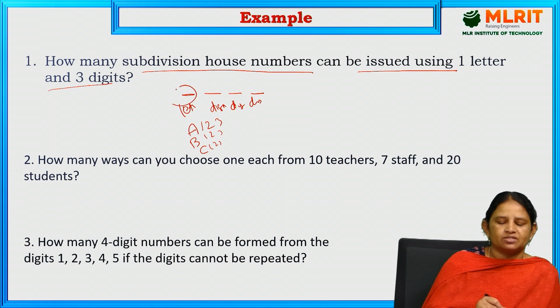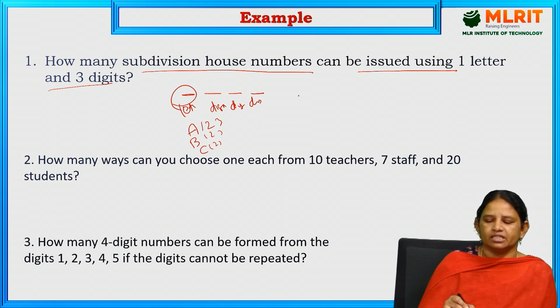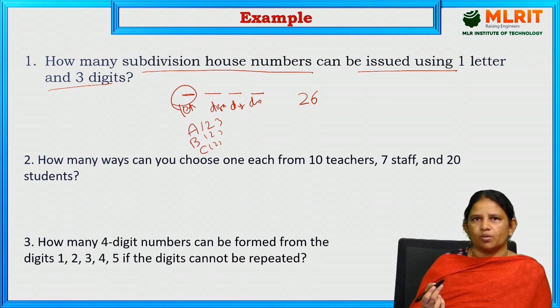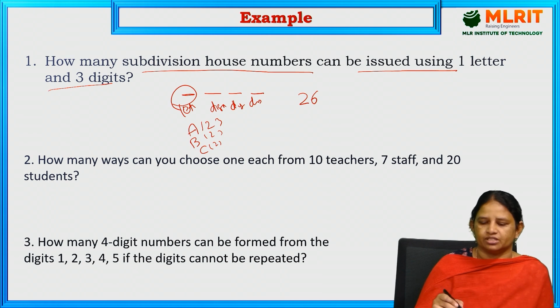How many ways can we arrange the letters? 26 ways, because there are 26 English alphabets. That's why we can arrange the first letter in 26 ways into.